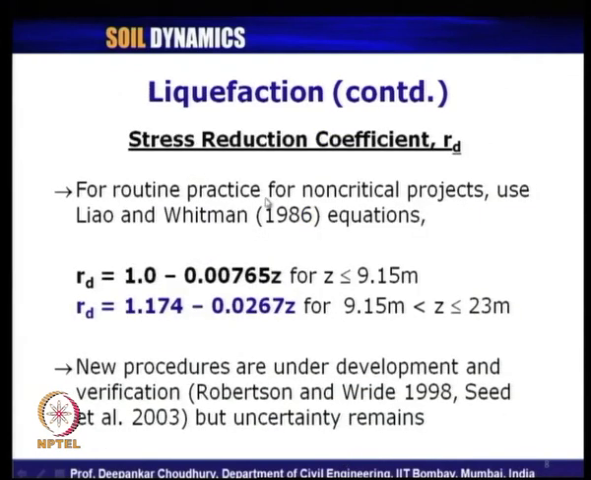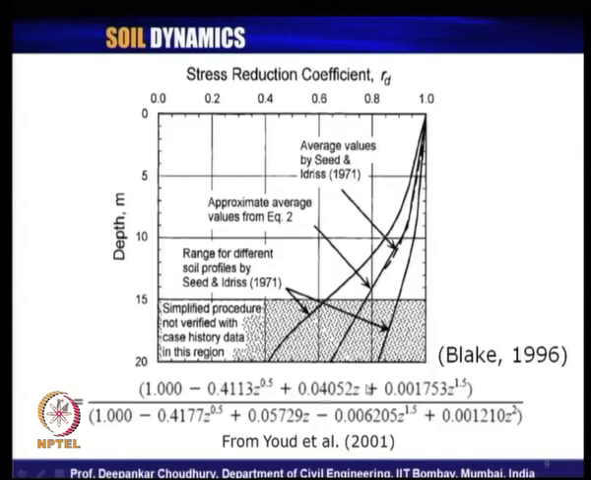And to compute the stress reduction coefficient r d, Liao and Whitman had proposed two simple linear equations for different ranges of depth below the ground surface, which was further modified by Blake in 1996. He proposed this relationship to compute r d for any value of z, and it has been recommended in the paper by Youd et al.